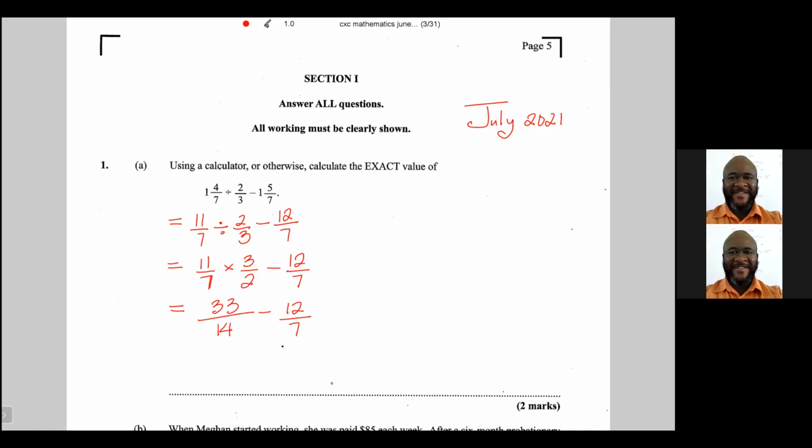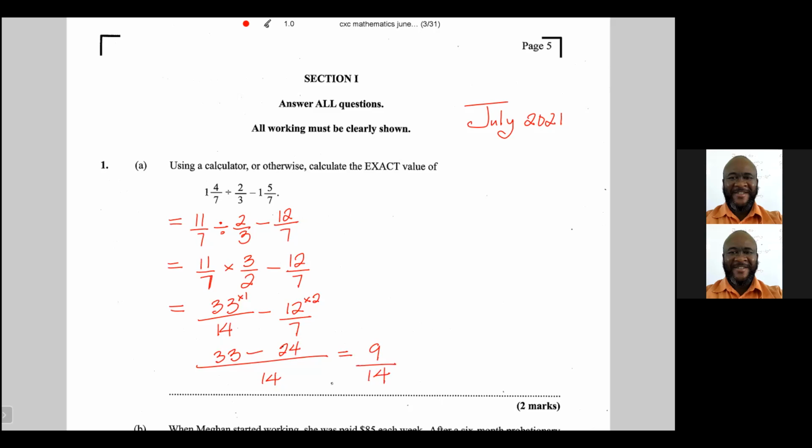Now, if I'm adding or subtracting two fractions and the denominators are different, I must find the LCM. The LCM here is obviously 14. 14 into 14 is 1, 1 times 33 is 33, minus 7 into 14 is 2, 2 times 12 is 24. So 33 minus 24 would be 9. So that's 9 over 14 is the answer.